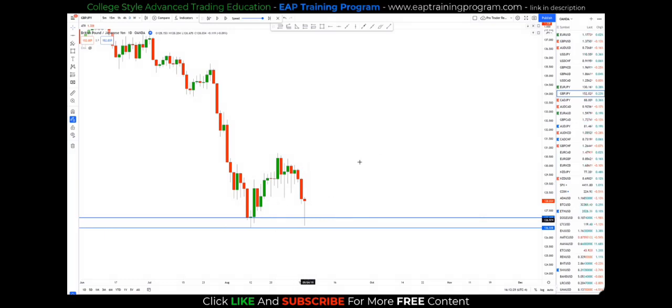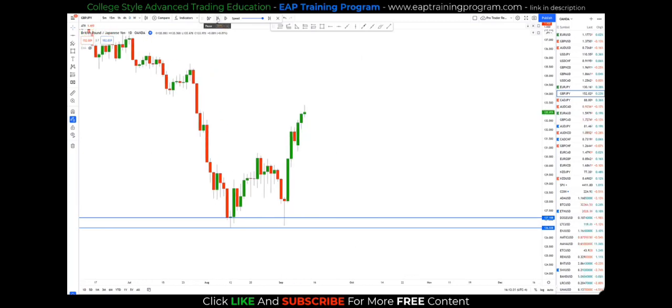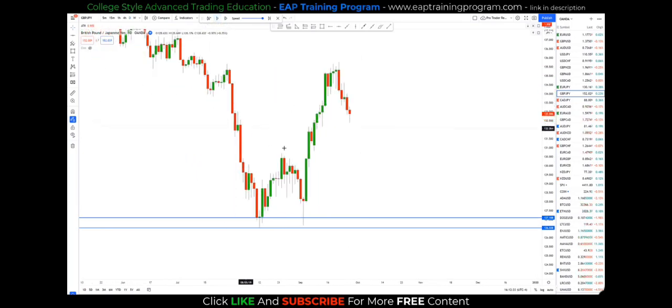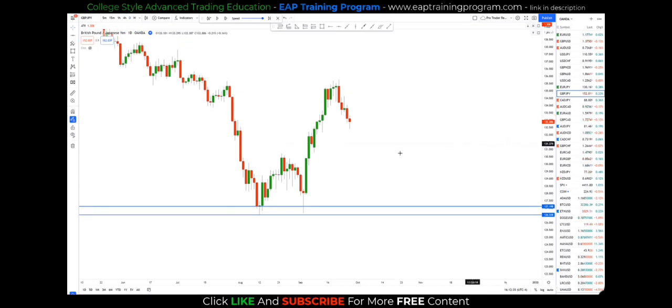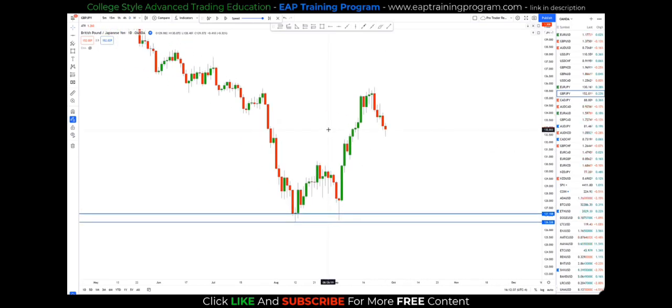Now, as we can see, this double bottom did happen and played out really nicely. Again, we'll go over entry, stops, and targets a little bit later on in the video. Right now, I want to go over double tops. So now that we've looked at a double bottom, let's find a double top and do the same thing.